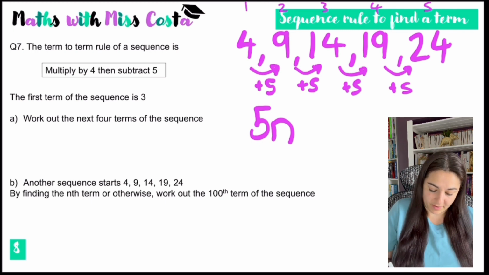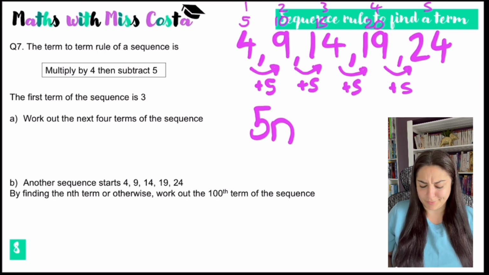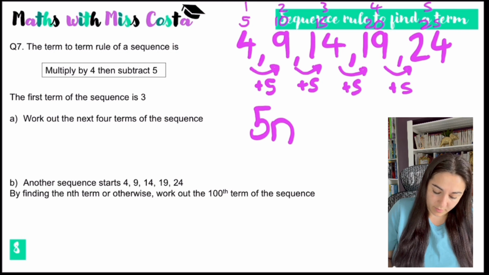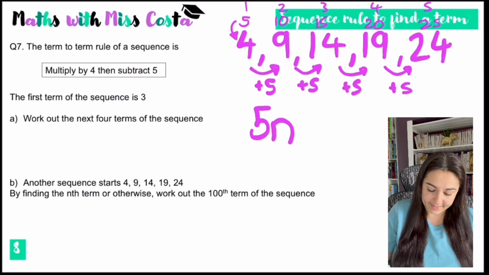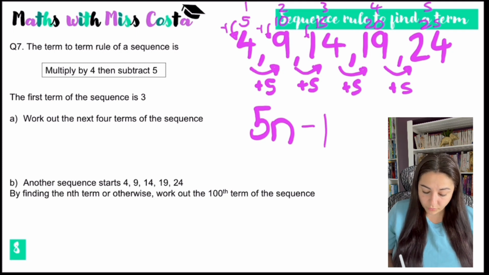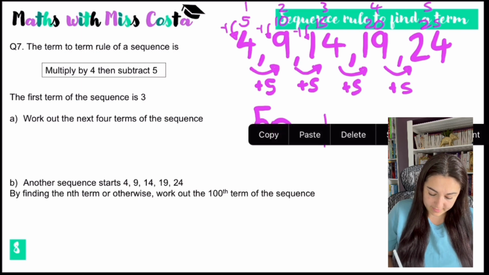Now, if this was the 5 times tables, I can write the 5 times tables on top just to see what the difference would be. So if it was the 5 times tables, my first term would be 5, but it's not, it's 4. So I think, okay, my 5 times tables start with 5 and this sequence starts with 4. What's the difference between the original 5 times tables and this sequence? It's always 1 less. As you can see, 5 take 1 is 4, 10 take 1 is 9, 15 take 1 is 14. So the rule, the nth term, is 5n take 1.